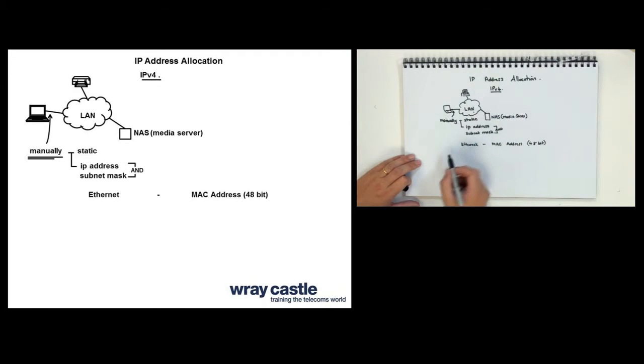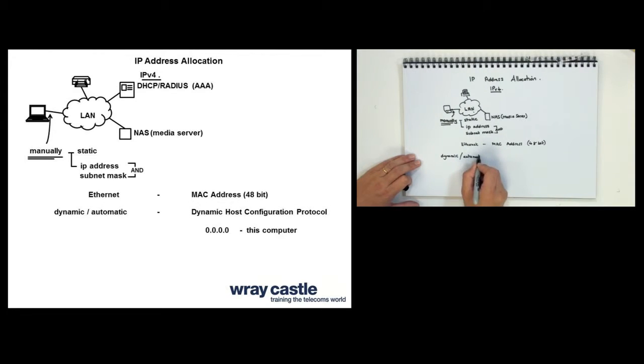And by that, I mean we'll be doing manual configuration. We can also do dynamic configuration or automatic configuration of IP addresses. And to do that, we'll need to add to this network a server function, and that server function could be a DHCP function.